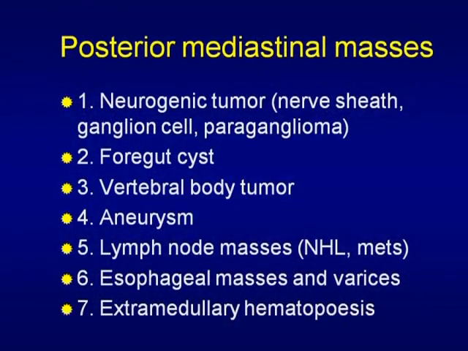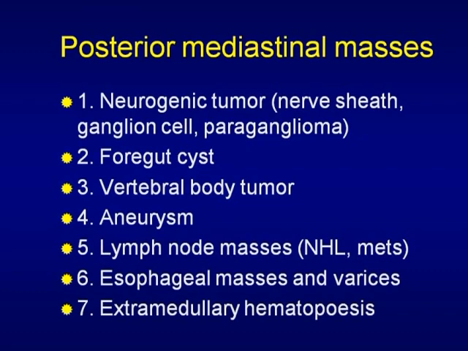Okay, last group in the last few minutes, posterior mediastinal masses. Number 1, in terms of your differential, is neurogenic tumors, either from the nerve sheath or the ganglion cell. You can also see all of these congenital cystic lesions in the posterior mediastinum: bronchogenic cyst, neuroenteric cyst, esophageal duplication cyst. Tumors coming out of the vertebral body into the paravertebral soft tissues. Aortic aneurysms, like in the descending aorta. The descending aorta is a posterior mediastinal structure.